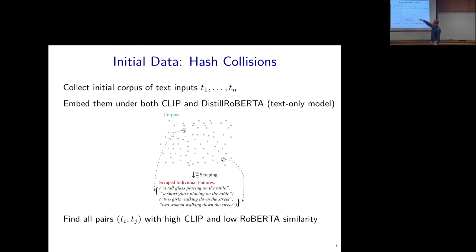Some examples you get out of this would be like "two girls walking down the street" and "two women walking down the street," or "a tall glass on the table" versus "a short glass on the table." CLIP thinks those are the same, but RoBERTa thinks they're different. And one thing that's nice here, if we're looking for hash collisions, is we get to exploit the birthday paradox. For n data points, there are n squared potential hash collisions. So this gives you a very efficient way of finding problems with the model, in some sense quadratically faster than if you just do it naively.